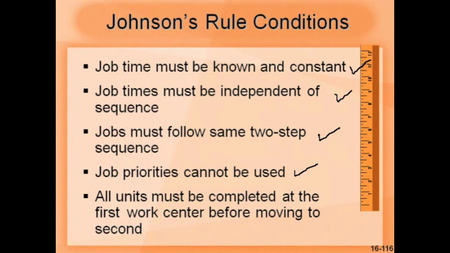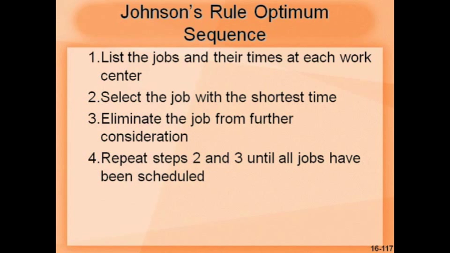Job priorities cannot be used. The ones we used and solved problems with, those priorities cannot be applied here. It's not first come, first served or due date. That's not possible. All units must be completed at the first workstation before moving to the second. So that's the condition to use Johnson's rule. How this is done: we list the jobs and their timings at each work center. I'll show you an example. Then select the job with the shortest time, eliminate the job from further consideration, and then repeat steps 2 and 3. So this is a very simple process of assigning jobs to the work centers.